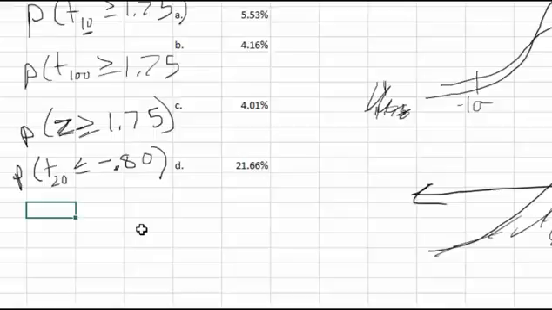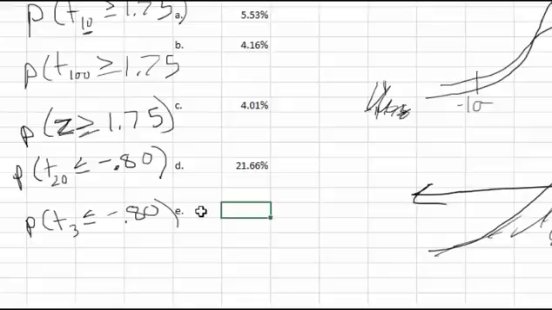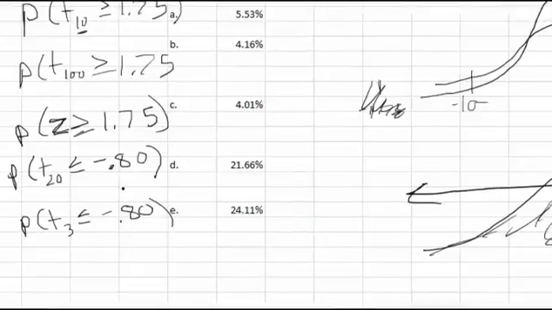Now finally, E. E says P(T ≤ minus 0.8) with 3 degrees of freedom. Whoa, that's a small sample. So that equals t.dist, x is minus 0.8, and degrees of freedom is only 3. Cumulative true: 24%. Okay, and then it says, how do you explain the difference between this result and the result obtained in part D? Well, it's because the degrees of freedom is smaller. That's what it's all about. So we only have 3 degrees of freedom here.